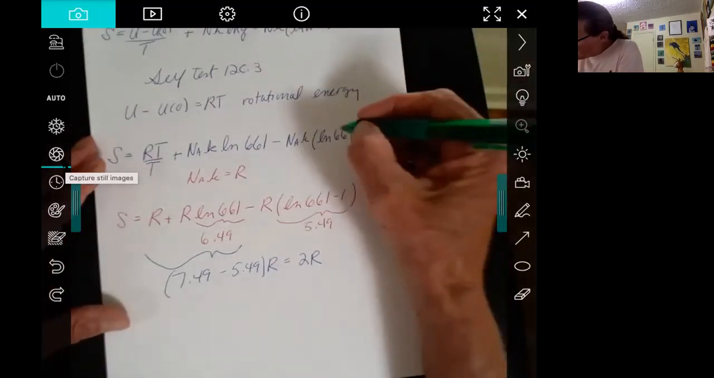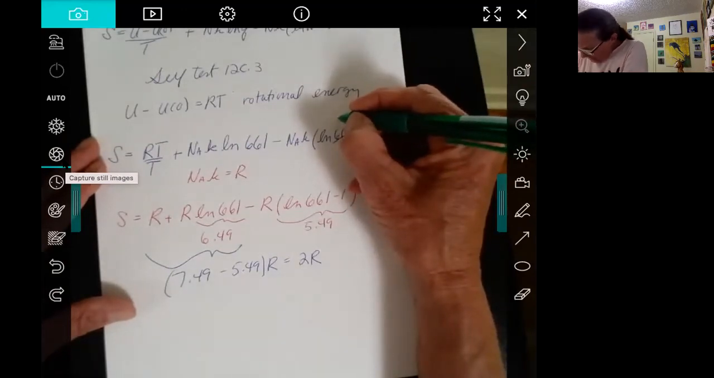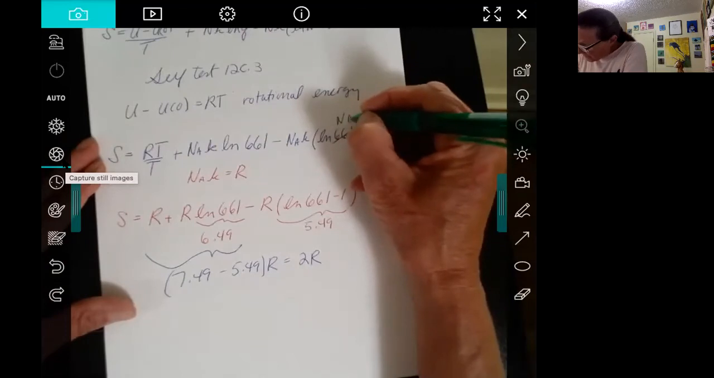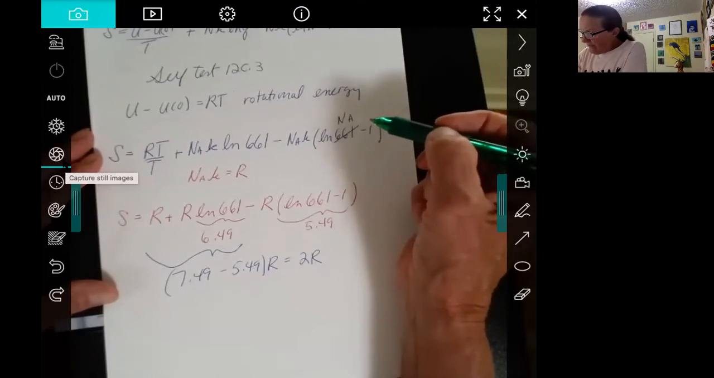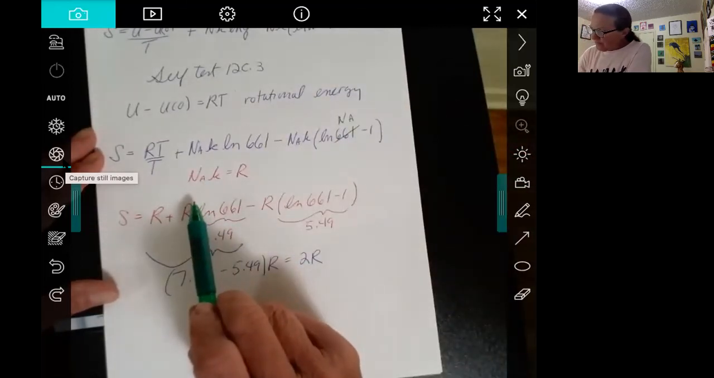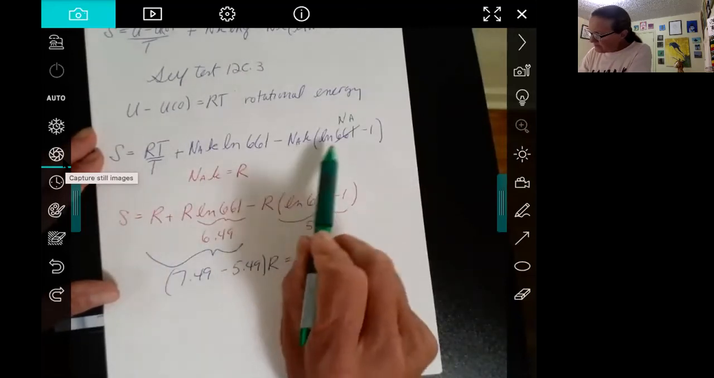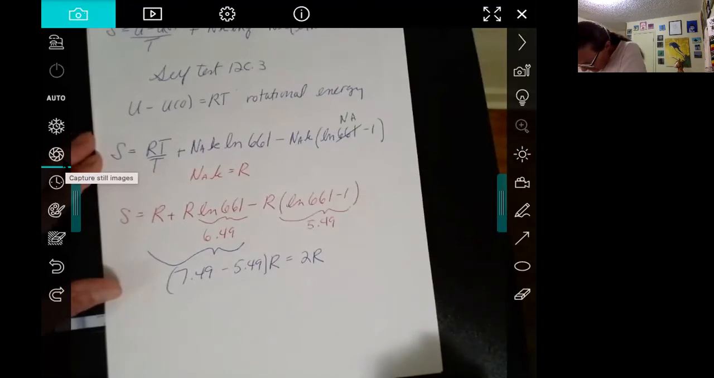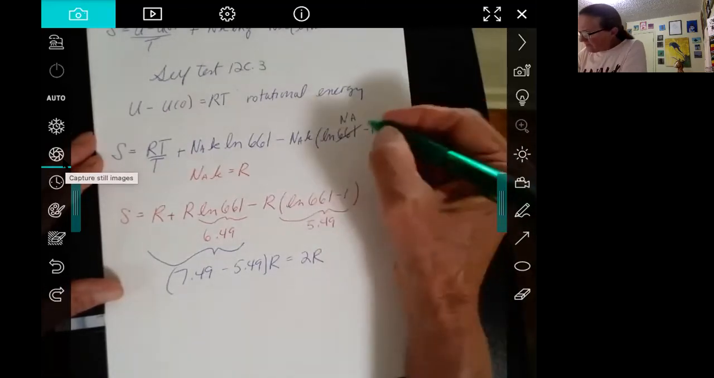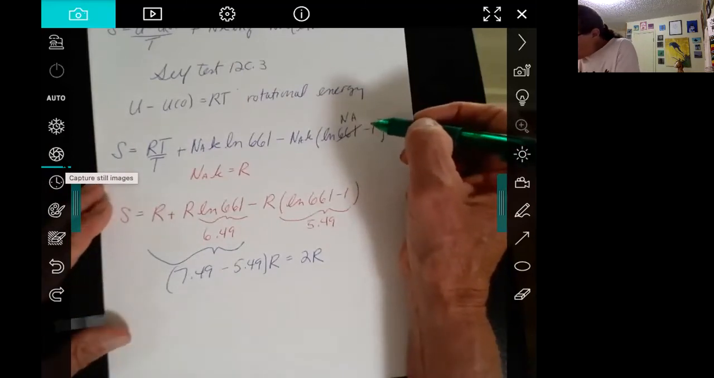That's where I went wrong. So this would be ln of Avogadro's number. I'll have to go get my calculator. I feel like that's going to make the molar contribution negative, which cannot be true.